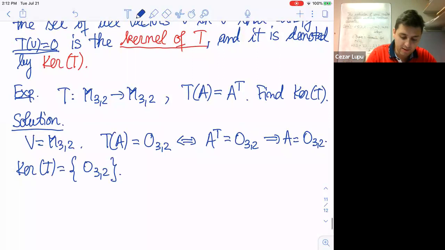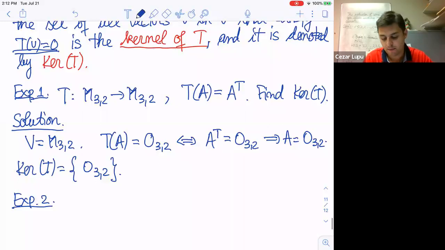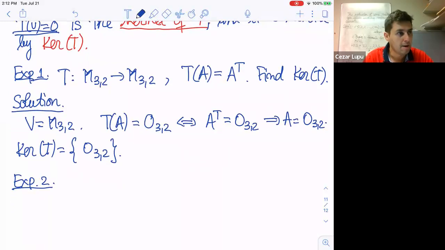Okay, now this is example 1. It was very easy. Let's see example 2. I'm going to start with some easy examples first, so that you can follow. Let's see.